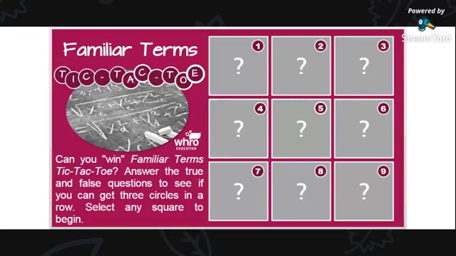Yeah, okay. I assigned this assignment for us, and I'm going to help you through the process. And I'll probably do the same thing with all our assignments. So let's go over these familiar terms. All right. Can you win tic-tac-toe?